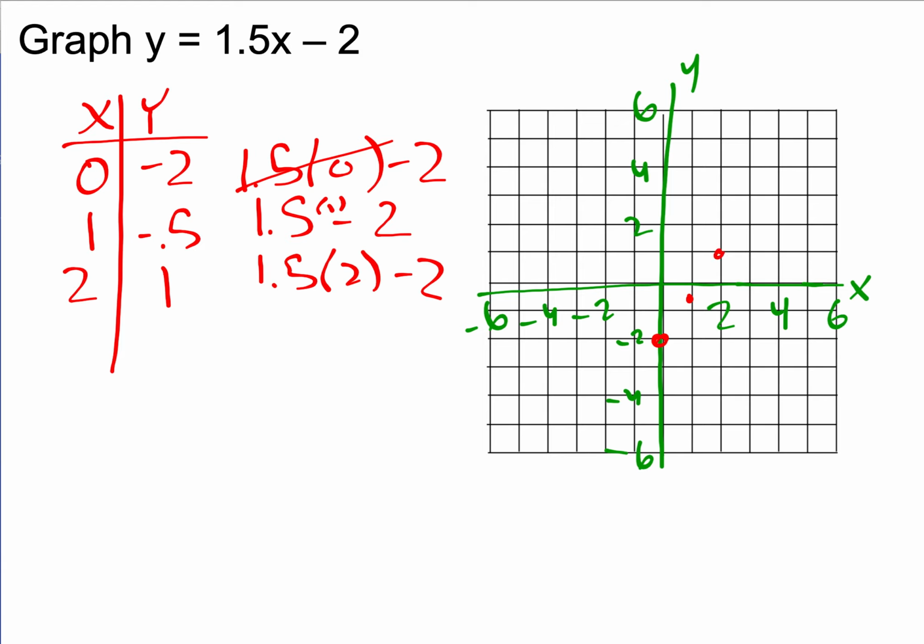At 2, it's 1. There's actually a really good pattern between these 2 points of going up 3 and over 2. So I'm going to use that pattern to go up 3 over 2 again, and down 3 and back 2. And this gives us this nice line, and that's graphed. Remember, make the table, plot the points, use the pattern in the points to make more points, then draw your line.